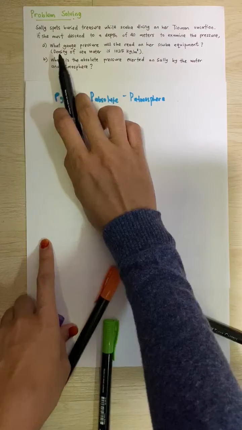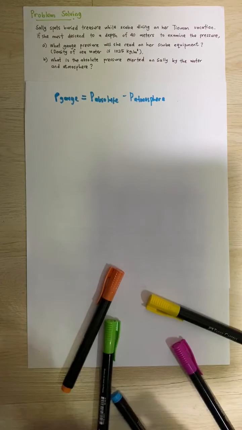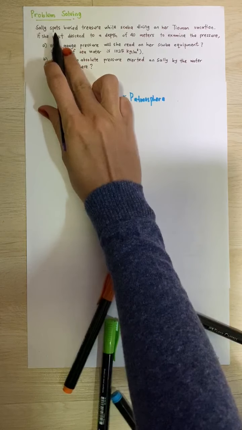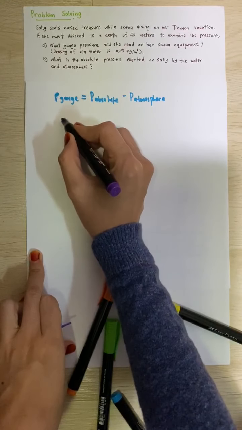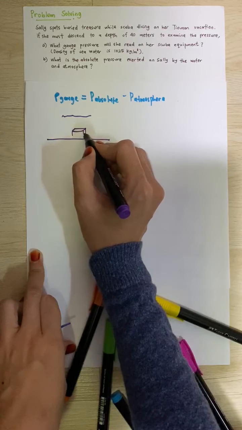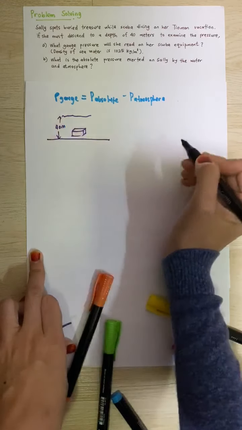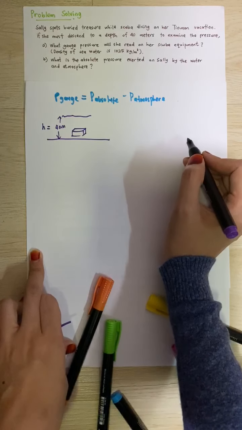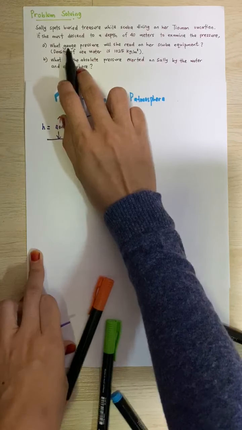Okay, back to this question, which asks to find what gauge pressure she reads. For example, in this situation, he mentioned that Sally spotted buried treasure at a depth of 40 meters below the sea water level. So Sally found a buried treasure at the depth of 40 meters. So this 40 meter is actually the height. The question asks to find the gauge pressure.